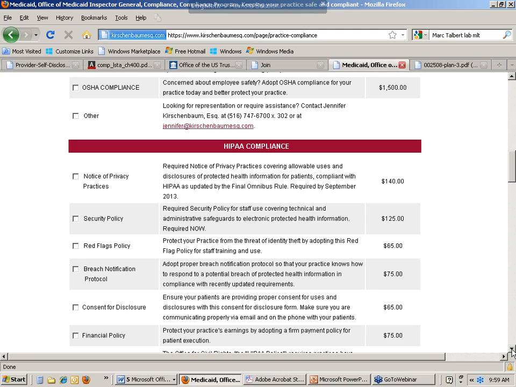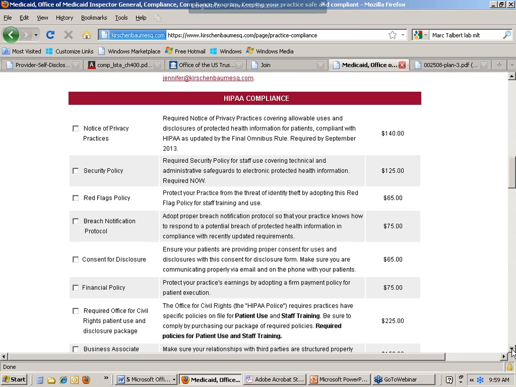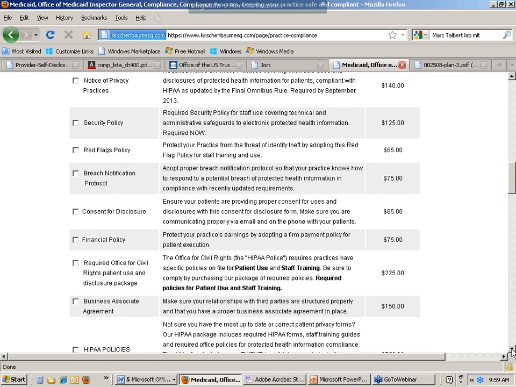Red flag policy, this is protecting your practice against identity theft. It's instructions for your front desk staff, what they should do before giving information out to a patient. It's important. It's not required, but it is important. So if you want that, we have that as well.